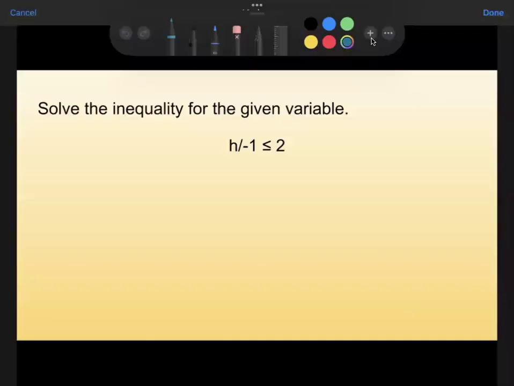Okay, here's our next example. This is h divided by negative 1 is less than or equal to 2. So I'm going to go ahead and rewrite this because I like it when things are written as a fraction to have the numerator directly on top of the denominator. So this is h divided by negative 1 is less than or equal to 2.